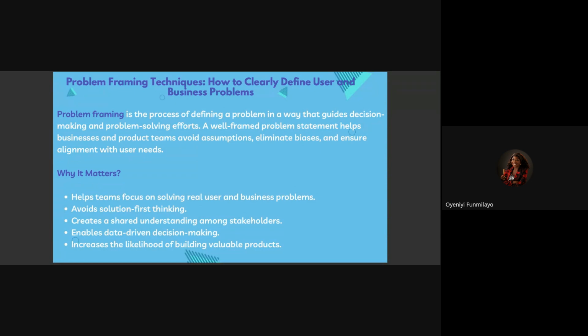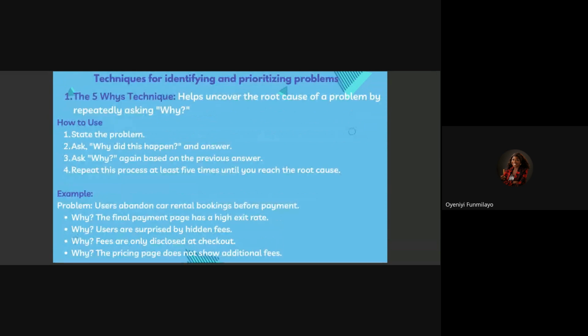And then another thing is it creates a shared understanding among stakeholders, right? Another one, it enables data-driven decision making, because there's data, like you could see figures, and then you know that these are facts, not based on opinion. And then another reason why it matters is to increase the likelihood of building a valuable product, because once you understand the problem, you'll be able to build something that is way more suitable for the users.